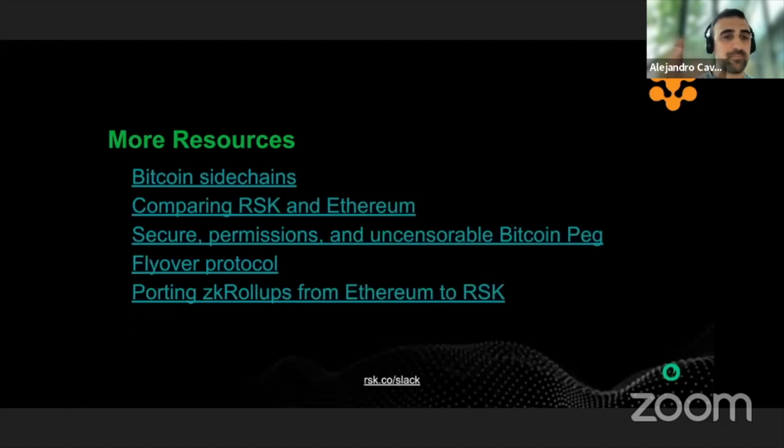And here are some more things to read. There are some documents here that are more general. I want to mention, for example, the Flyover protocol, which is a complement, I would say, to the PowPeg. You can get RBTC faster than using the PowPeg and convert back to Bitcoin faster than with the PowPeg. It's very interesting. You can read that.